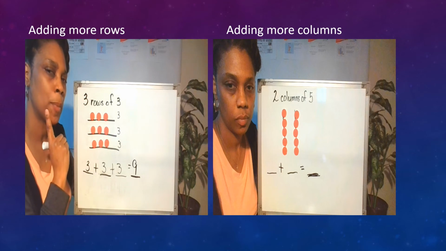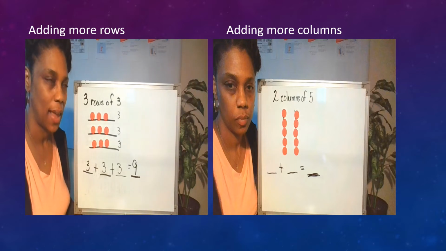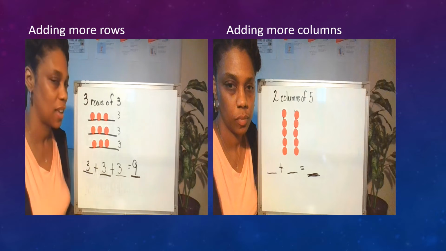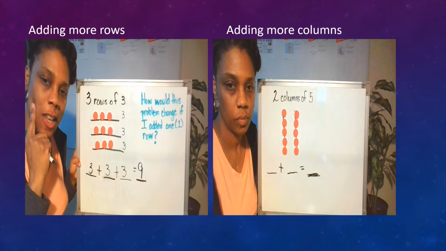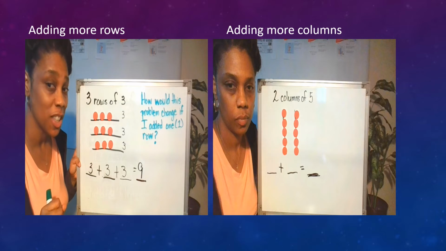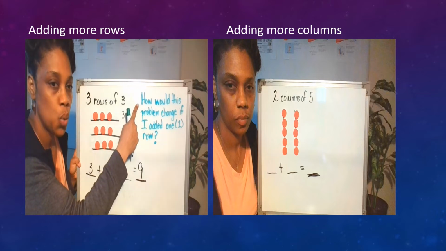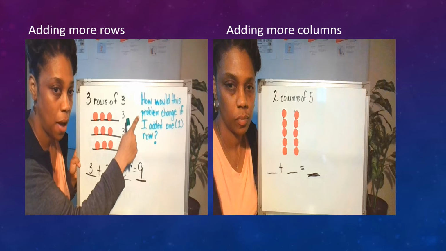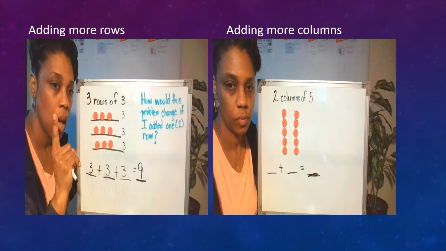But let's take this up a little bit higher. Let's make this problem a little bit more challenging. Let's see, how can I make this challenging? Let me think. So we made this problem just a little bit more challenging for us scholars because we're making sure that our math is still ticking up there. Let's give ourselves a challenge. How would this problem change if I added one row?